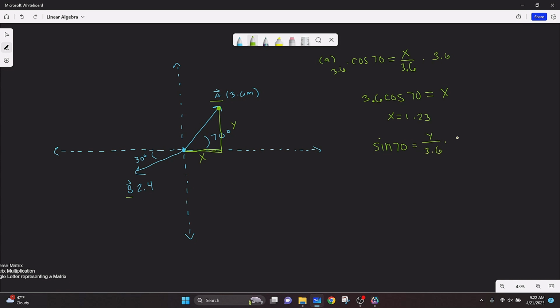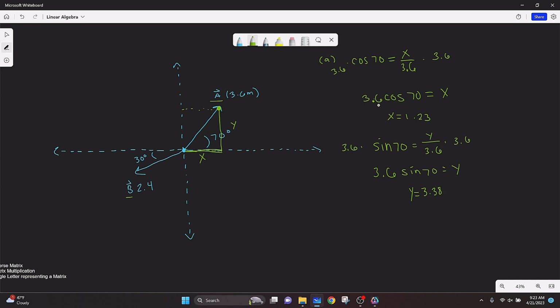3.6. Again, do some basic algebra. Multiply both sides by 3.6. We get 3.6 sine 70 equals y. And if we plug this into our calculator, we get y equals 3.38. So you would move 3.38 meters in the y direction up.